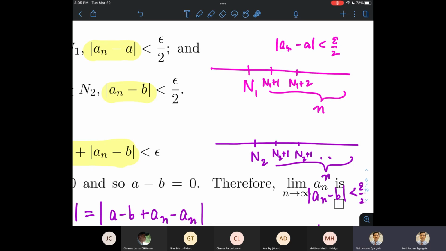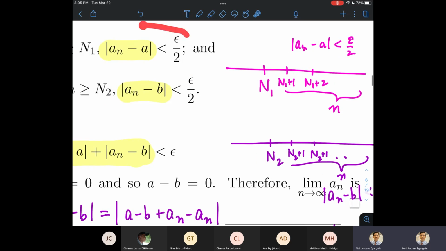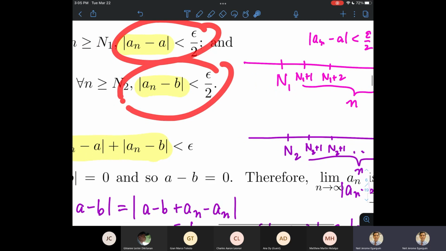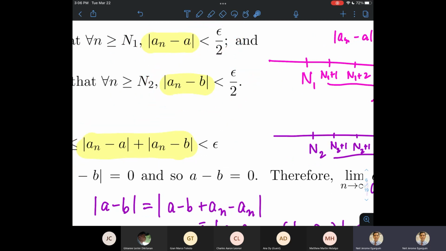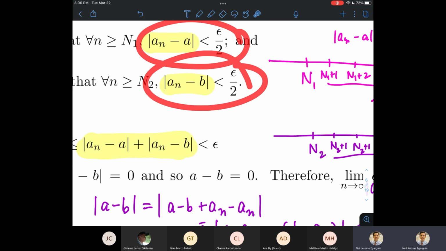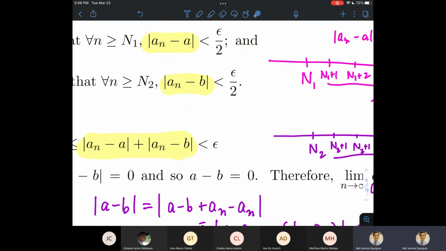Yeah. Kasi 'di ba, ito ay nagwo-work lang kapag ka si little n mas malaki na kay n1. Ito nagwo-work lang kapag ka si little n ay mas malaki na kay n2. Pero gusto ko silang sabay na maging totoo para mapag-add ko sila, makuha ko tong statement na to. Alright? So how can I choose little n, or how can I guarantee that little n is large enough so that these two guys will happen at the same time and therefore allowing us to add the respective sides?